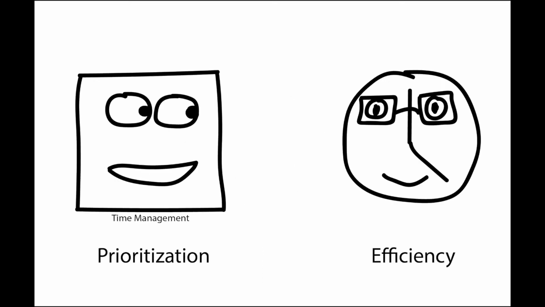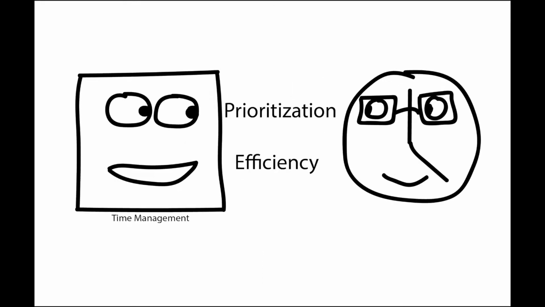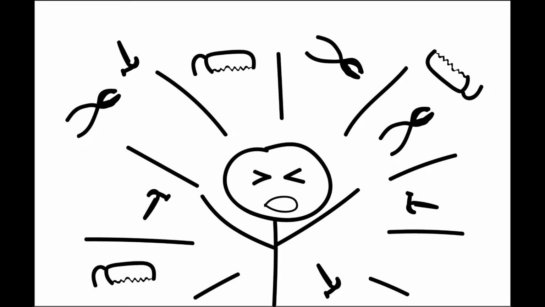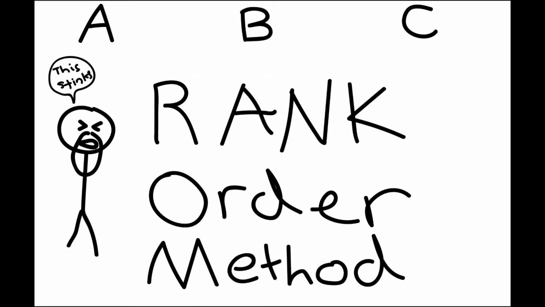As previously discussed, prioritization and efficiency are central to good time management. This means it is key to know how to decide what is important and what is not. Here I will give you some tools that will be helpful for you in deciding how to prioritize. This first one is a little tool called the ABC rank order method. This is a really helpful way to organize your to-do list.